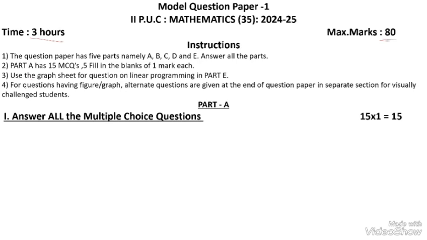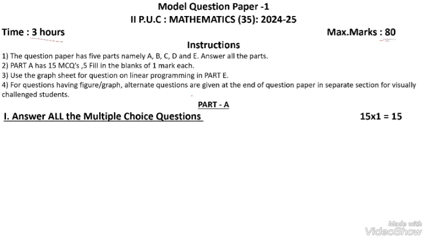For questions having a figure or graph, alternate questions are given at the end of the question paper in a separate section. These are for individually challenged students only, not everybody. Otherwise, all questions are compulsory for everyone.